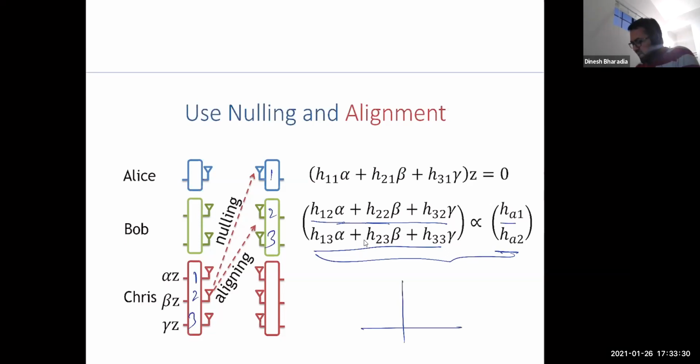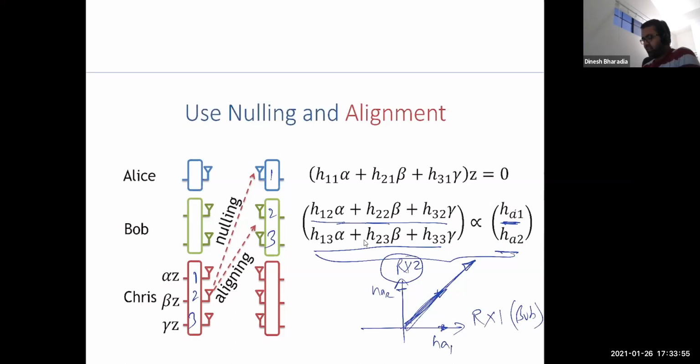What does aligning mean? Aligning means that if this is your receiver 1, Bob's, and this is your receiver 2 for Bob, the coefficients Alice creates, HA1 and HA2, should be the same or in the same proportionality. It can be the same scaling factor, but Chris's signal should also be in the same axis, and this is Chris's signal on the left side. Warren, does that make sense?